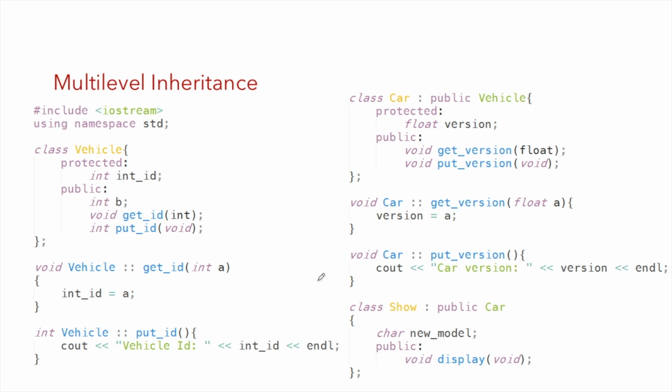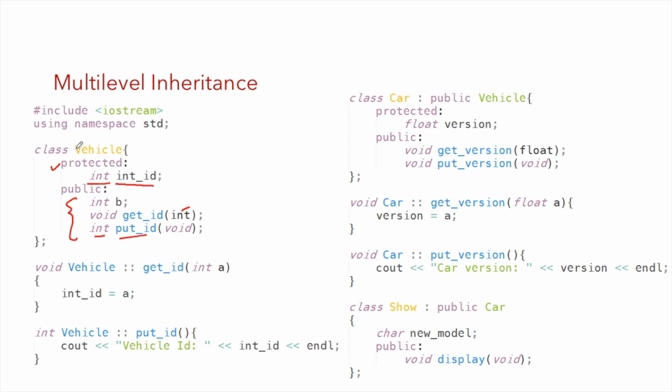In multi-level inheritance, for this example we have created a class vehicle, and we have a protected data member, and it is of type int. We are calling it int_id, and then we have our public members. So int b is a public integer, and then we have two functions, get_id and put_id. To get_id we are passing one integer, and put_id is returning us one integer.